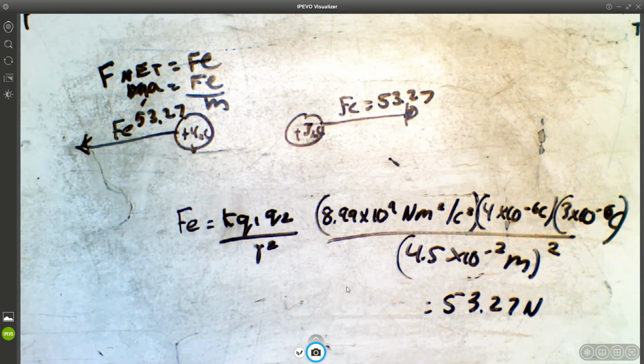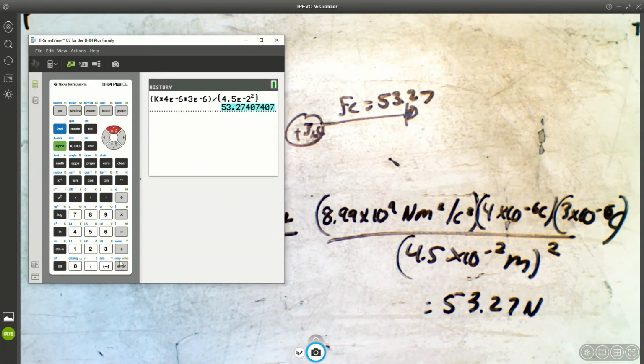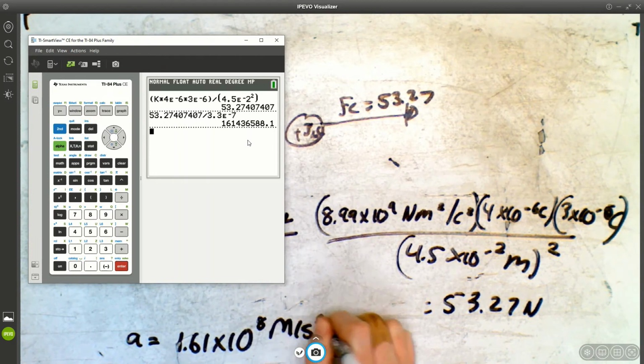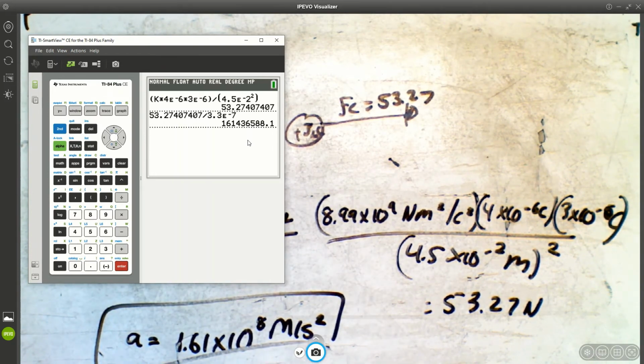Because they have the same mass and the same force, the acceleration is going to be the same between them. All I have to do is take my answer and divide it by the mass of 3.3 times 10 to the negative 7. So they're going to have a huge acceleration, and that makes sense. They don't weigh much. So my acceleration is going to be equal to 1.61 times 10 to the 8 meters per second squared. It just wanted magnitude because one is to the left and one is to the right. And that's how you do that question.